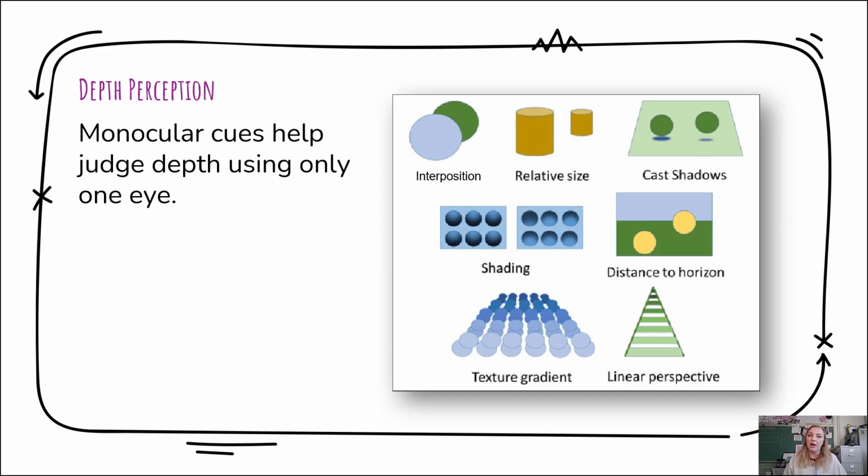Monocular cues, if we break apart that word, the prefix mono means one and ocular means eye. So monocular cues are depth cues that help us judge depth based on only information from one eye. So you could cover an eye and you'd still be able to tell which thing is closer to you based on just that one piece of information. Some examples are shown in this image.